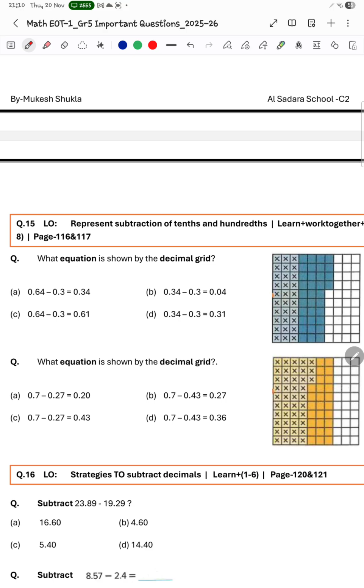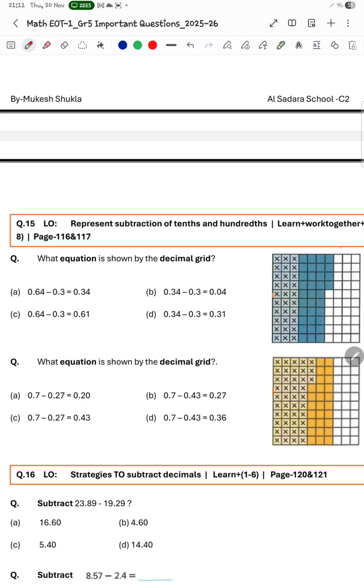Now remember, if you see X in any decimal grid, be careful. Many students will make this mistake. What will they write? They will write 0.30 minus 0.34, and then they will give you the answer. So this is wrong. Don't do it like this. I will tell you the way to get the answer.